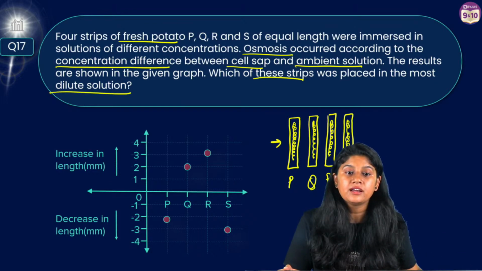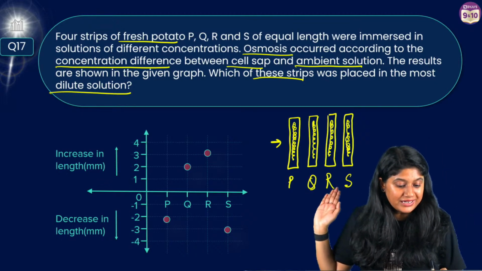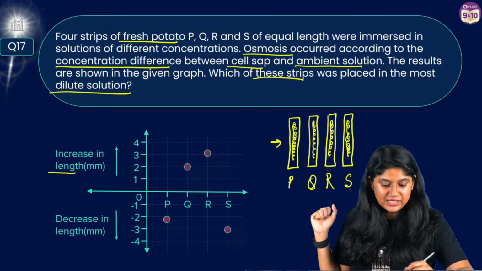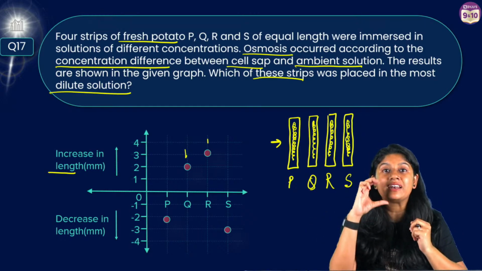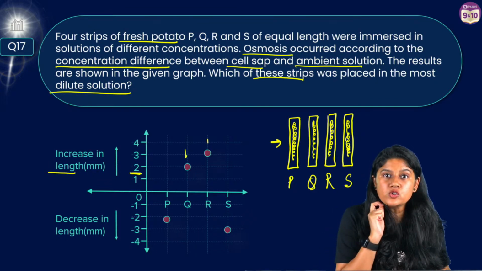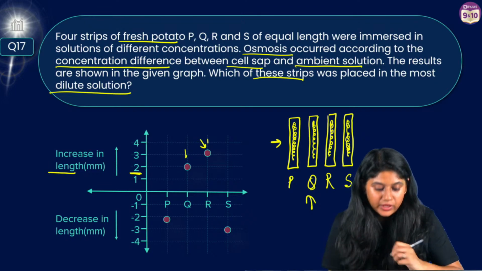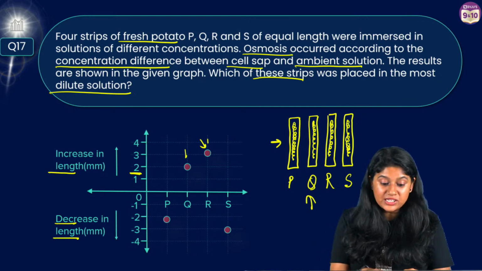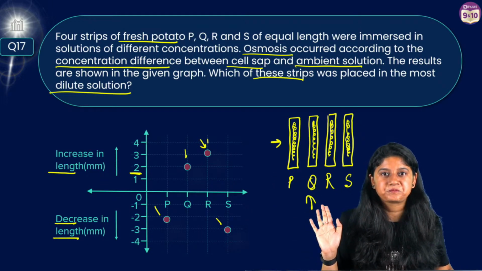You can see that the length of the potato strips is mentioned in the graph. See over here, increase in length. Which of the potato strips actually increased in length? We can see we have Q and we have R. They have actually increased in terms of their length, right? There's an increase of 2 millimeter for the Q strip right over here, and an increase of 3 mm in the case of R. We can see a decrease in the length of P and S, so we can clearly reject these.